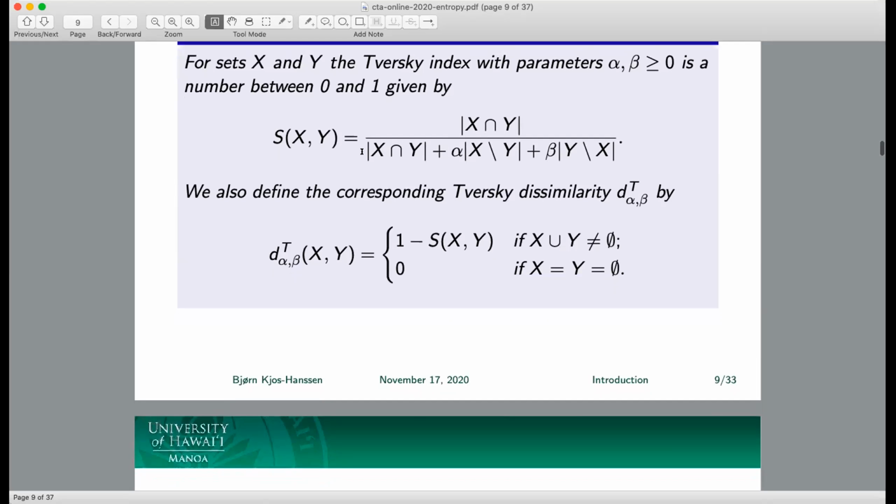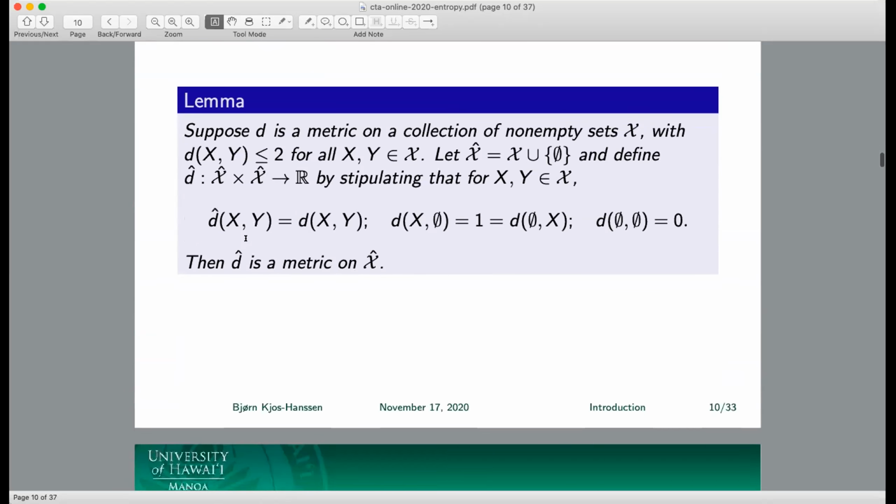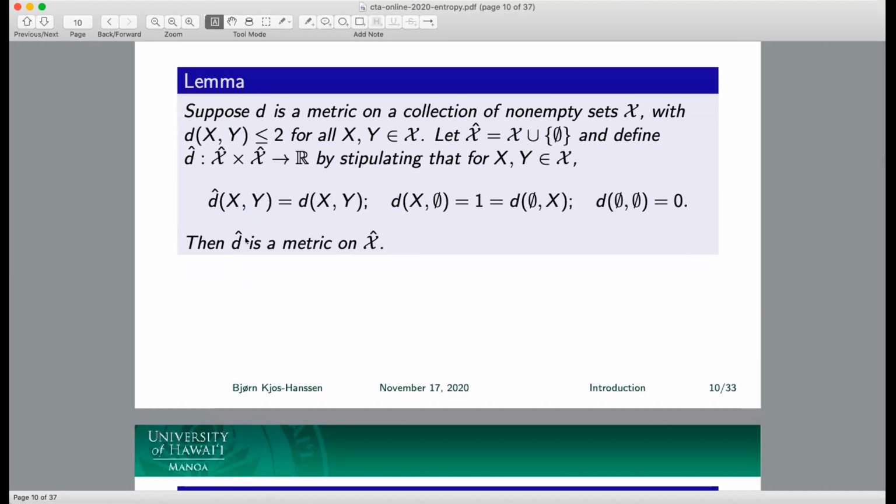And you may notice there's a denominator. It could be 0, but in order to get a metric, we just define the distance to be 0 if both sets are empty. And then here's a little technical lemma that says that's fine. We can treat the case of the empty set separately and nothing bad will happen.